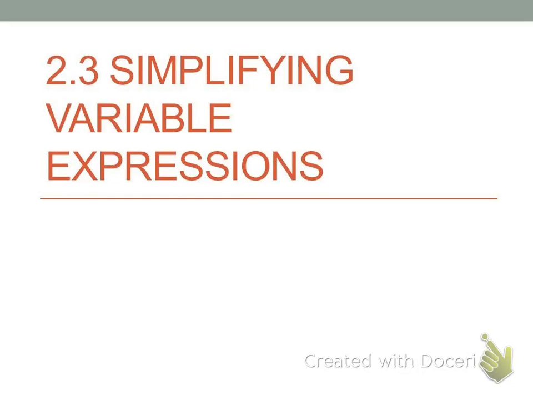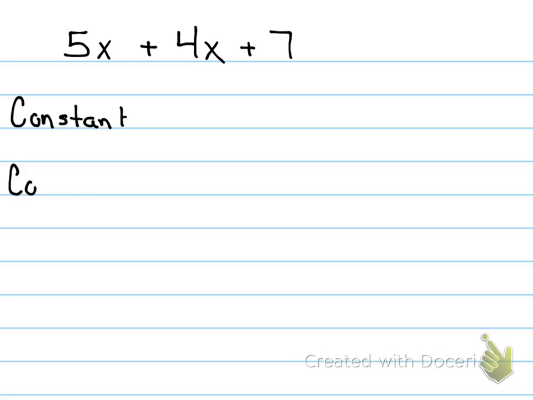All right, today we are learning section 2.3, simplifying variable expressions. Before we get into the lesson, we're going to break down an expression into its different parts. We're going to identify the constants, coefficients, terms, and like terms. I want you to write this expression down in your notes.